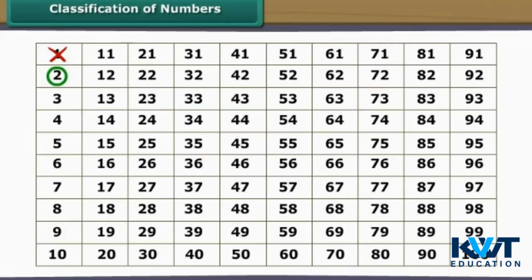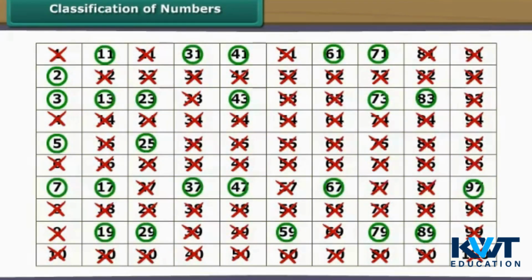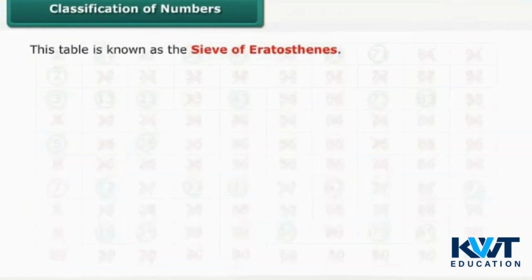2 is prime as it has exactly 2 factors. We draw a circle around it. We draw a cross on all the multiples of 2. 3 is prime. We draw a circle around it. We draw a cross on all the multiples of 3. We proceed till we have drawn a cross or a circle around all the numbers from 1 and 100. This table is known as the sieve of Eratosthenes.